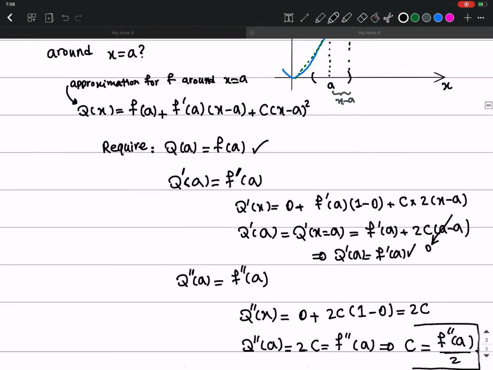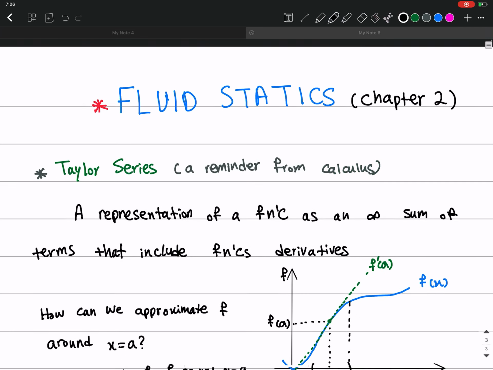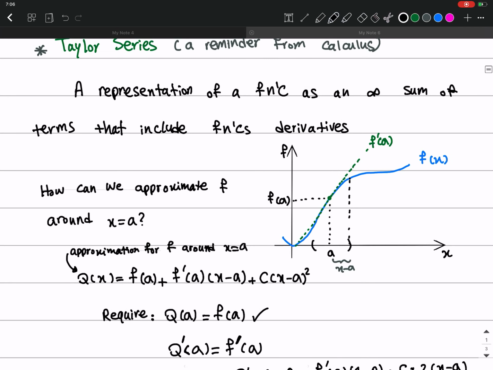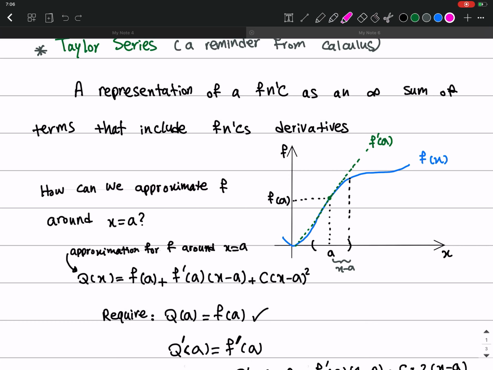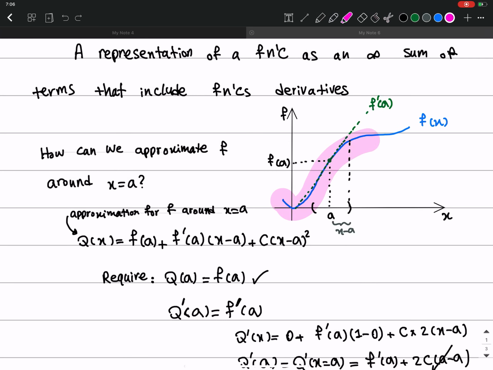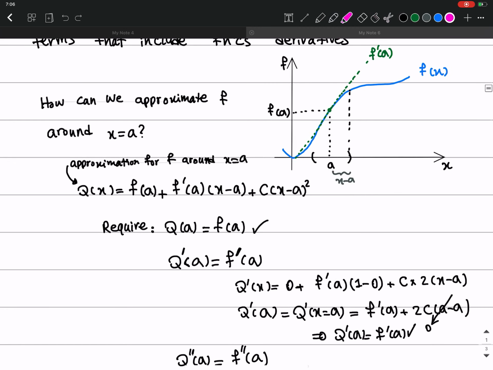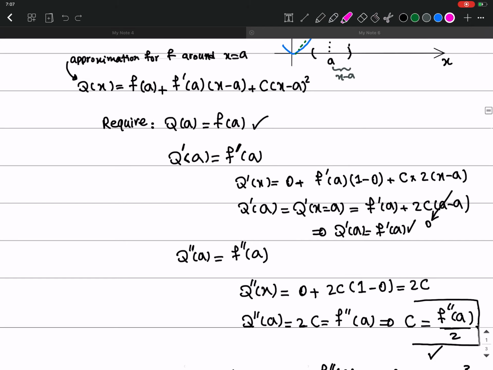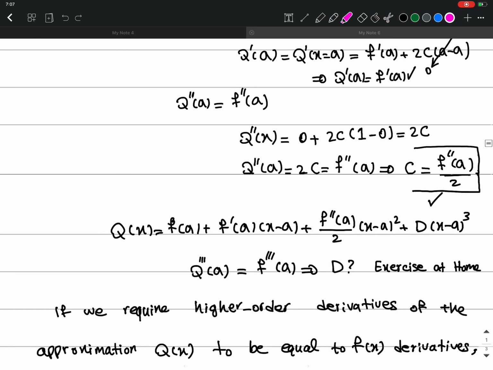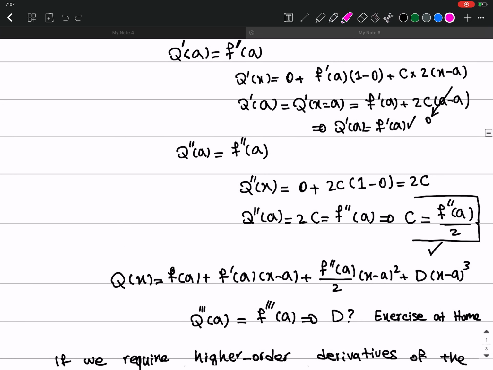So let me just review what we did today so far. We started with the Taylor series, just a reminder from calculus, which is a representation of a function as an infinite sum of terms that include derivatives, right? And then we started with this question: how can we approximate f, any function, around x equals a? So we introduced this approximation function and we tried to satisfy all these requirements, which is that the value of the approximated function q at a should equal the value of f at a. The first derivatives of them should be equal, the second derivatives of them should be equal, and so on and so forth. And then using that, we got this series here.